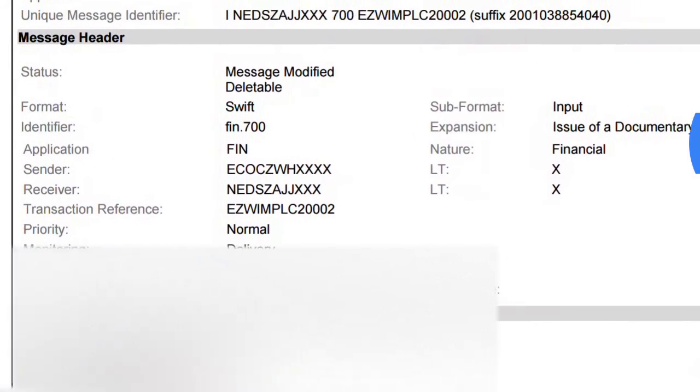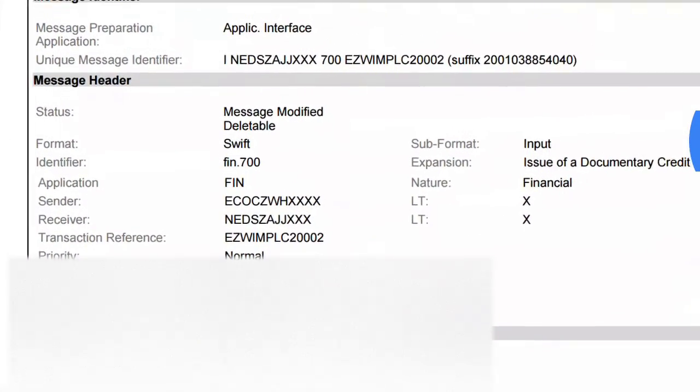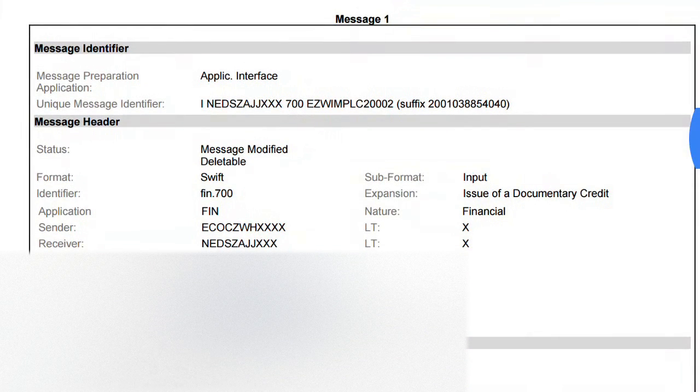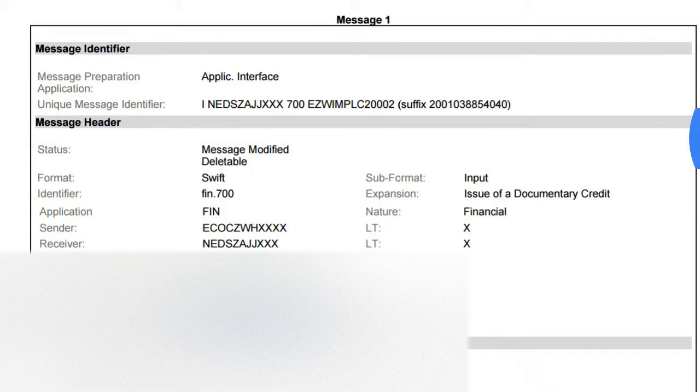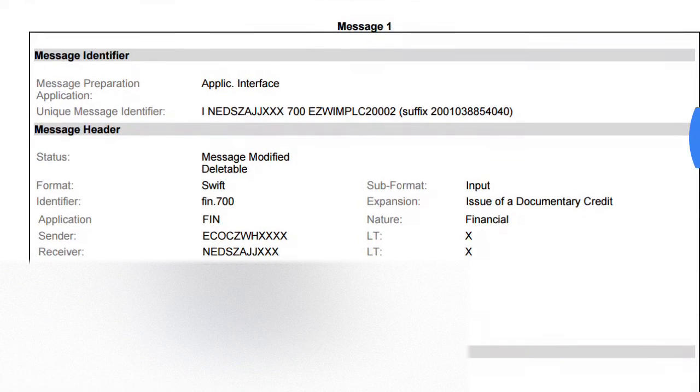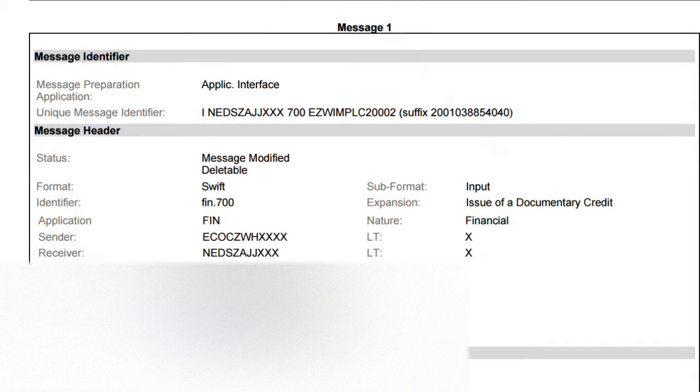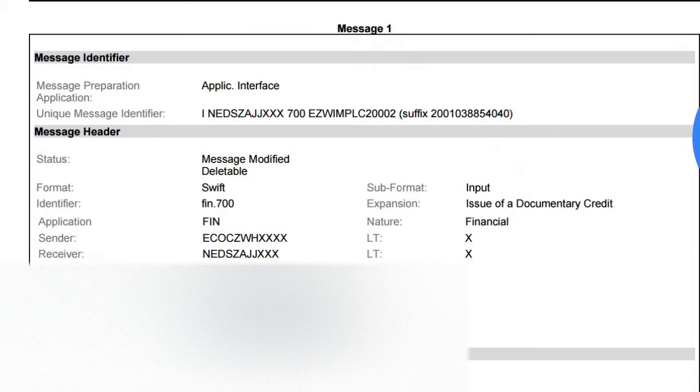Before starting this video, let us understand what an LC is. LC means letter of credit. Credit is given by the bank to the shipper, because he is sending the goods overseas. So the bank assures that payment will be made by the bank after dispatching the goods. In this, the bank works as a guarantor.